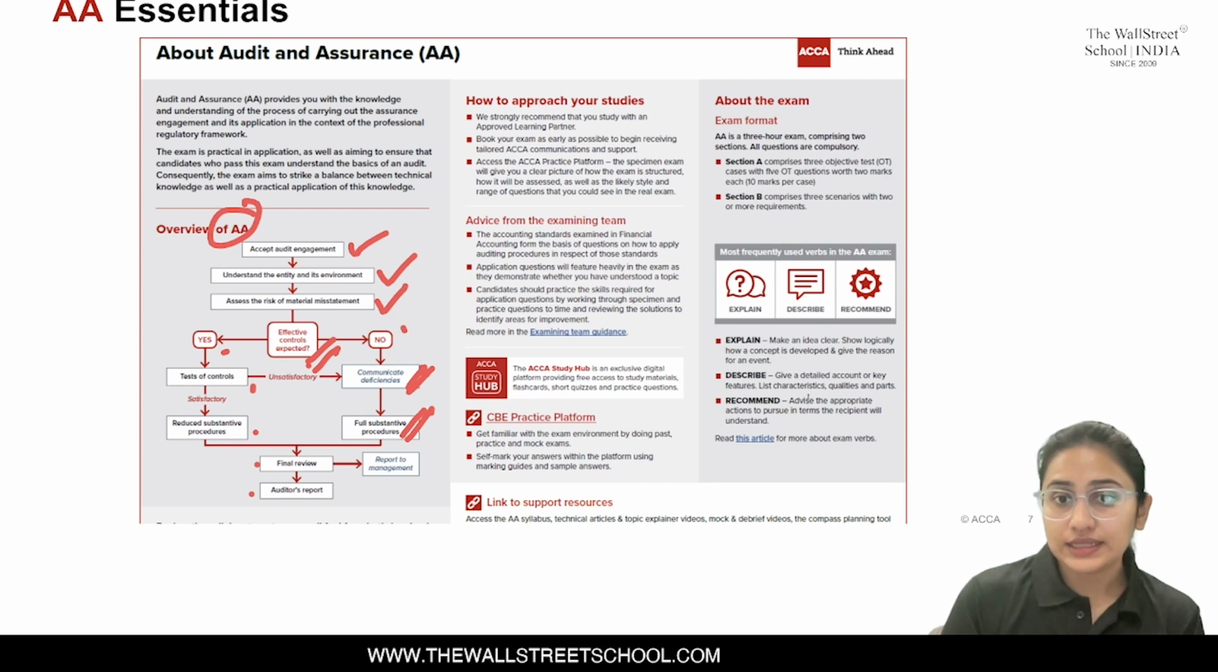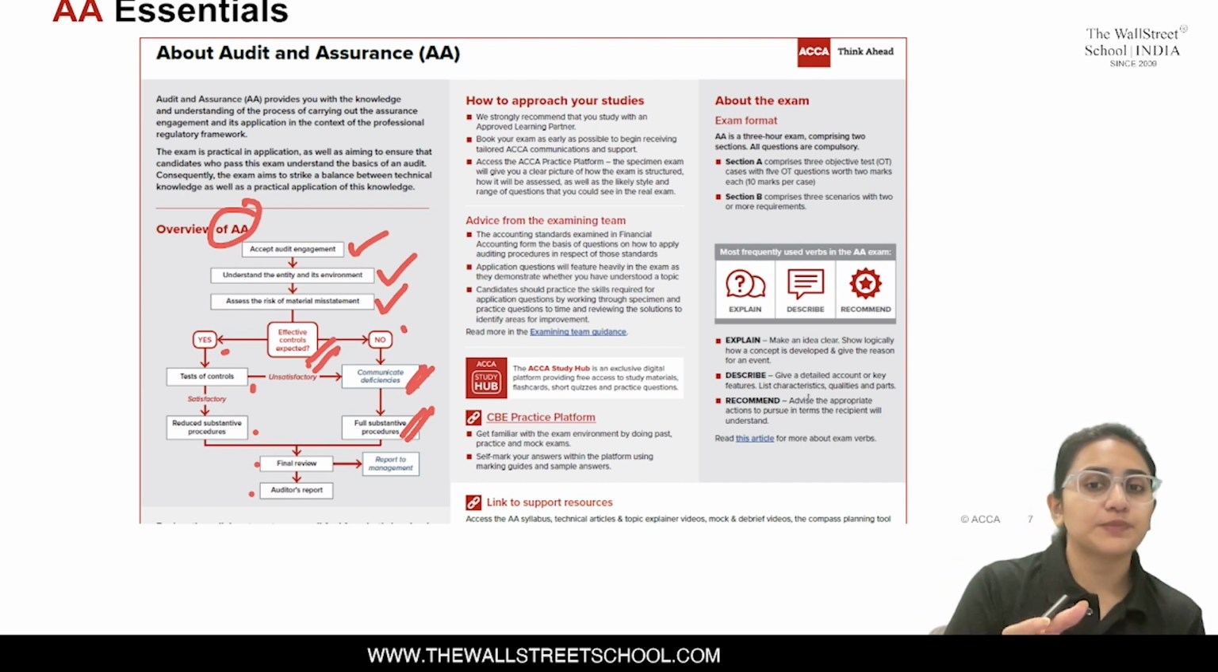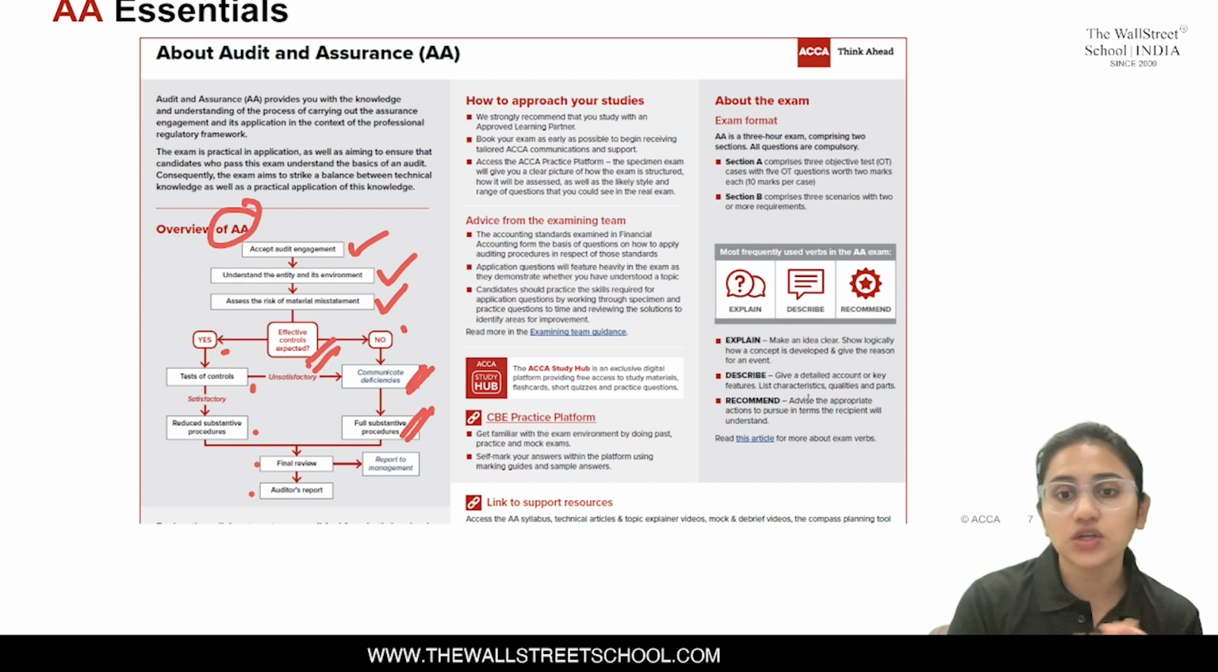Okay. Then, most frequently used verbs in the AA exam. In your requirements, mostly they will ask you explain, describe, and recommend. You need to know the difference between the three. In explain, make an idea clear, show logically how a concept is developed, and give the reason for the event. In describe, give a detailed account of key features, list characteristics, qualities, and parts. And in recommend, you give your own advice because they've asked you to recommend. But when they've said explain, you don't give your own advice because they have not asked you to recommend.